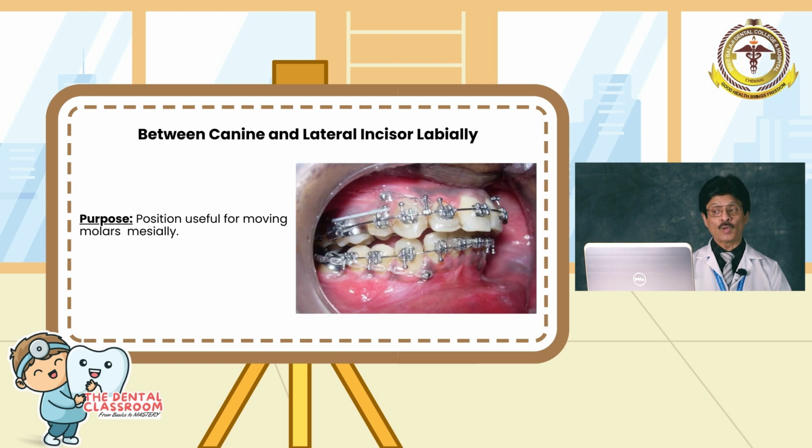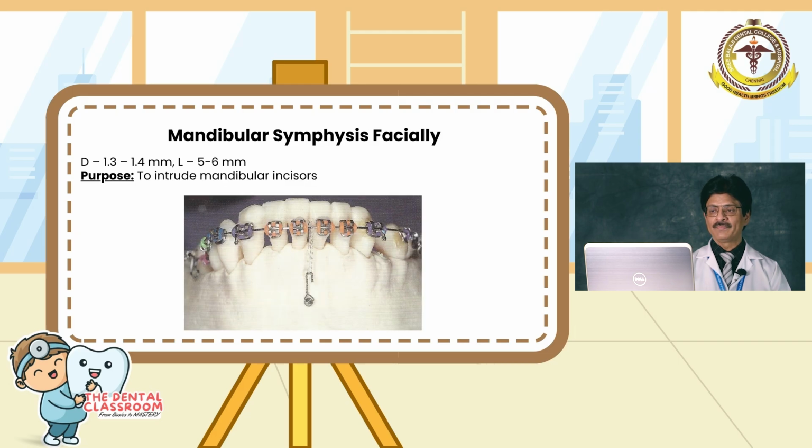Yes, a microimplant can also be used between the canine and the lateral incisor labially. Purpose: useful for moving the molars mesially. Microimplant can also be placed in the mandibular symphysis facially. A diameter of about 1.3 to 1.4 millimeter can be used, and a length of about 5 to 6 millimeter.